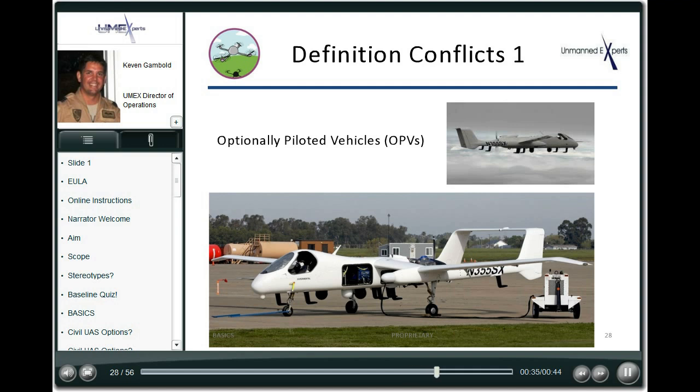And then what we can see in the video is a very good example of one that's fielded in Afghanistan, and we'll see it in action, the Kaman K-MAX helicopter.